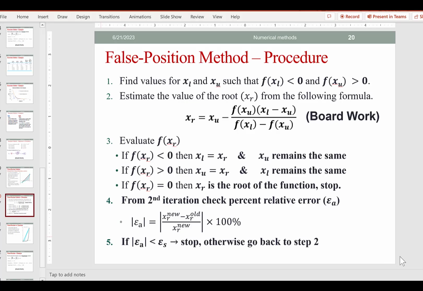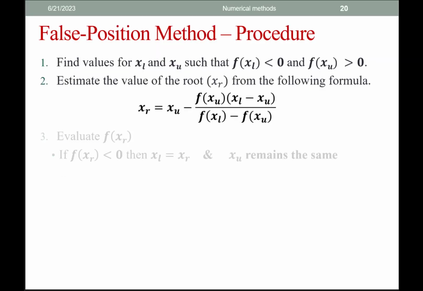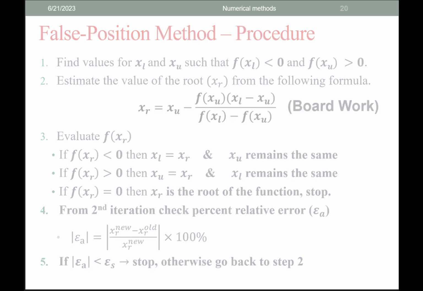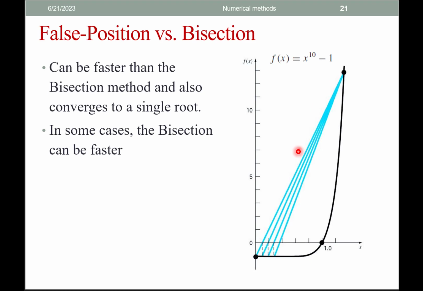All right, so let's compare the bisection to this method. False position can be faster than the bisection method, but not necessarily. Here I have an example where the bisection would be a lot faster than the false position, where we can see that every time I draw a straight line, I'm estimating a new root, but my step change is really small. This will take quite a few iterations to find this root, which is at the point 1.